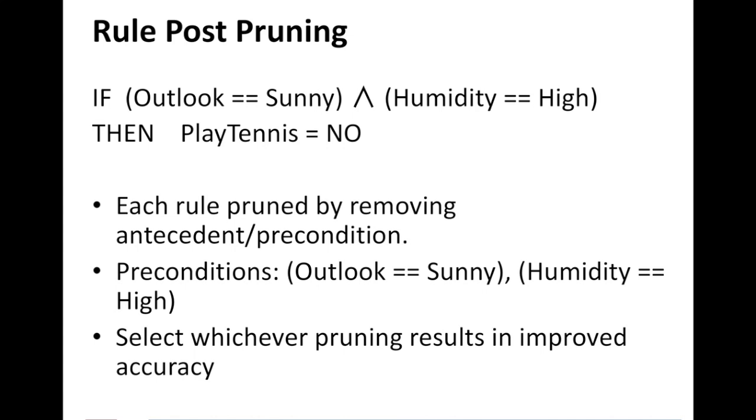So for example, here each rule is pruned by removing antecedents or preconditions. So what are the preconditions in this rule? Outlook equal to sunny is one precondition. Humidity equal to high is another precondition. And you remove one of them and then see if that improves the results.